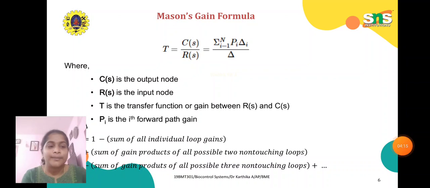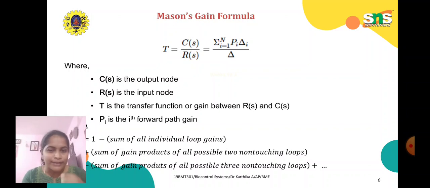Here we use Mason's gain formula: T equal to C of S by R of S, equal to summation i equal to 1 to n of Pi delta i by delta, where C of S is the output node, R of S is the input node and T is the transfer function or gain between R of S and C of S, and Pi is the ith forward path. And what is delta? Delta is equal to 1 minus sum of individual loop gains, plus sum of gain products of all possible two non-touching loops, minus sum of gain products of all possible three non-touching loops, and it goes on like that.